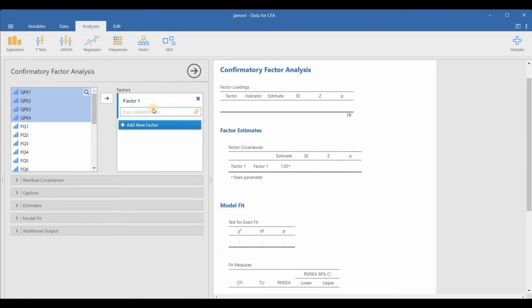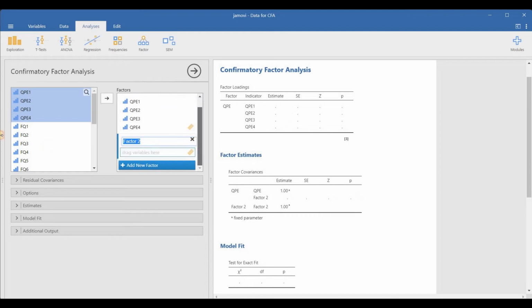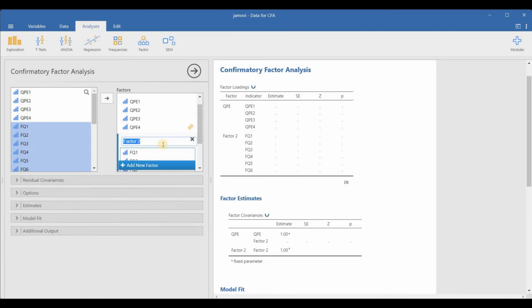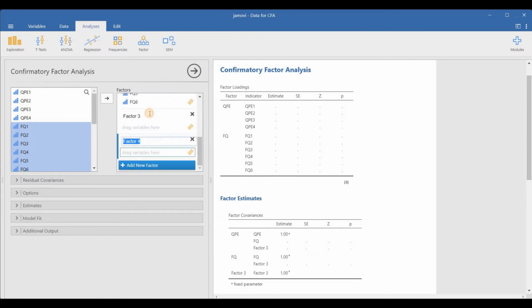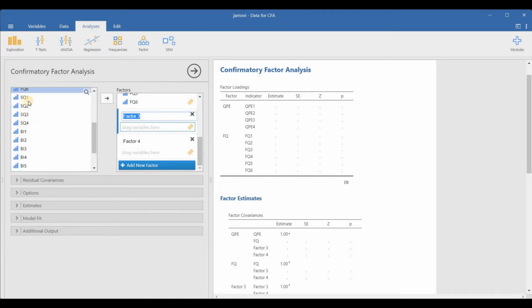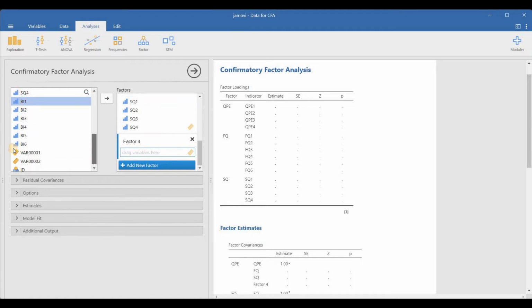So therefore we have to provide the variables factor-wise. Factor 1 is our QPE, so place it here, and its name should be QPE. Factor number 2 is food quality. Select it, place it here. Number 3 is service quality, and leave it here. Now this is the ASQ, and number 4 is the behavioral image. Select these behavioral image items, drag them here, and leave the cursor here.